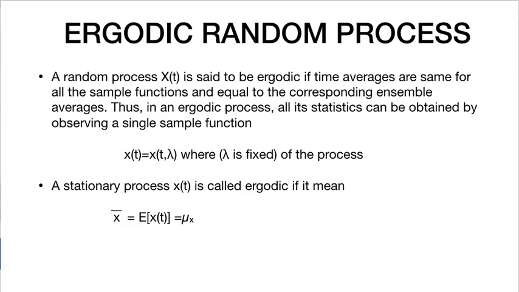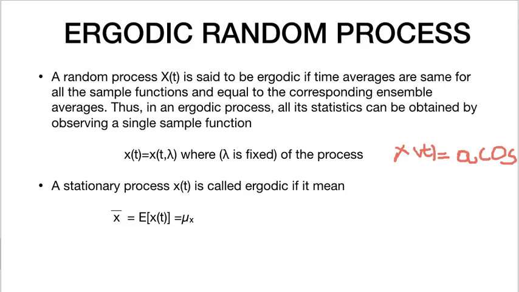What actually is an ergodic random process? Ergodic random processes are those whose time averages are the same for all the sample functions and equal to the corresponding ensemble averages. What we mean by this is, suppose there is x of t equal to a times a cos function, where a is a random variable.